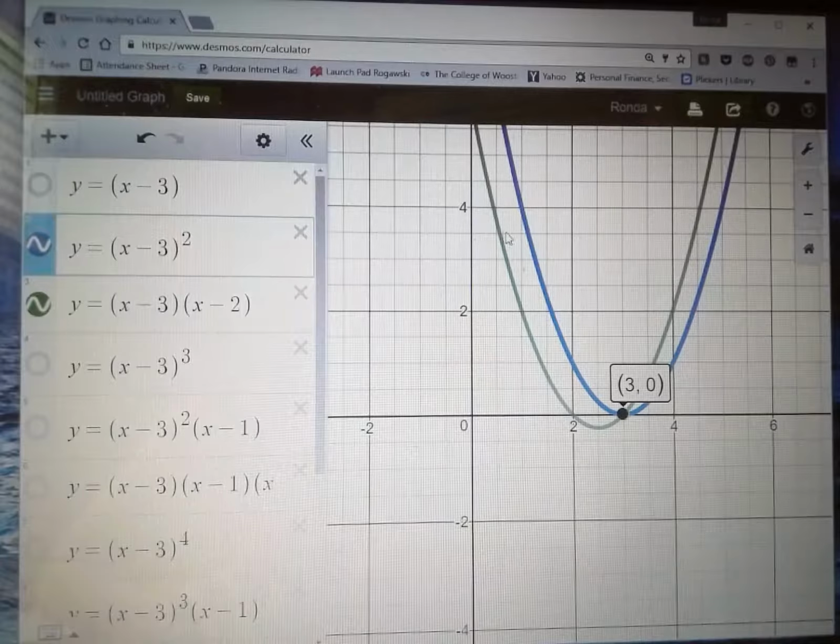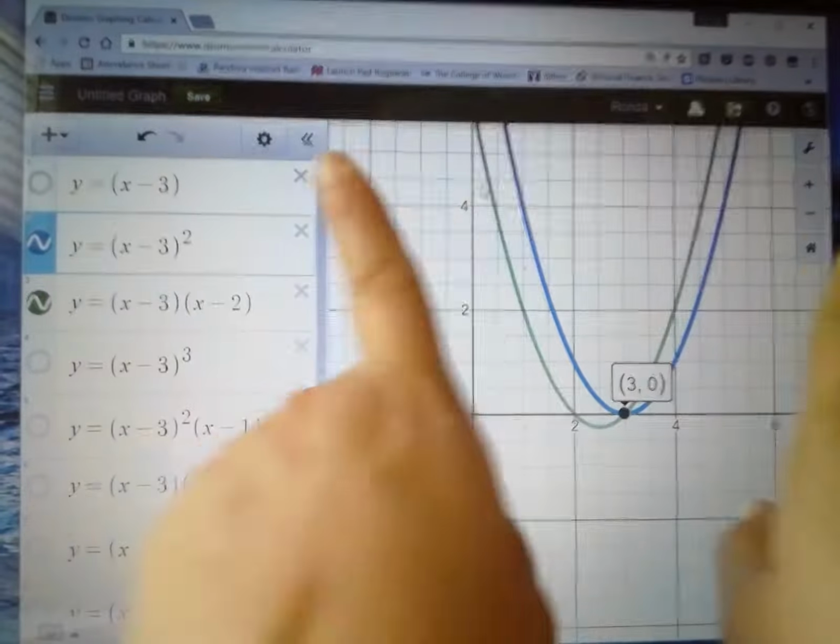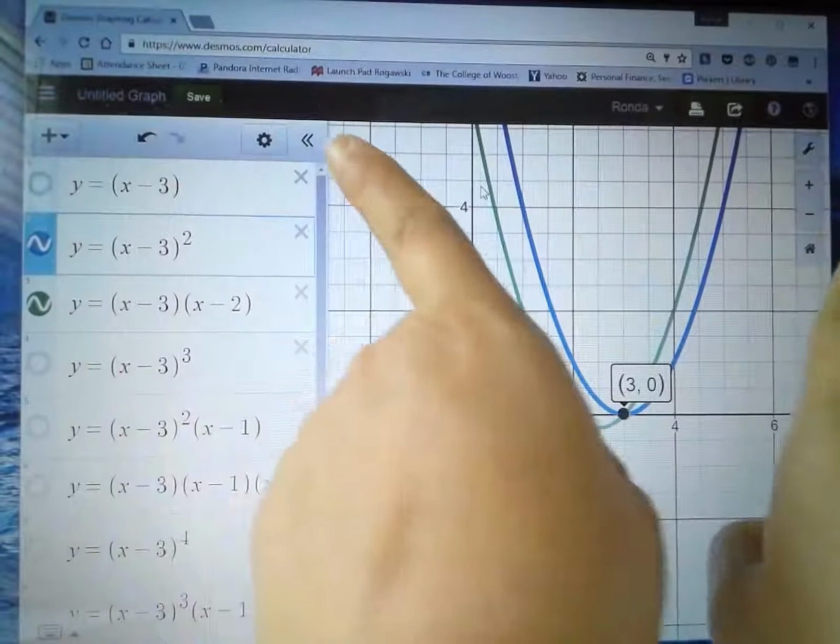So I want to point out this is an even exponent function, and my end behavior matches, meaning when I come up, basically I'm starting and finishing in this direction, okay?